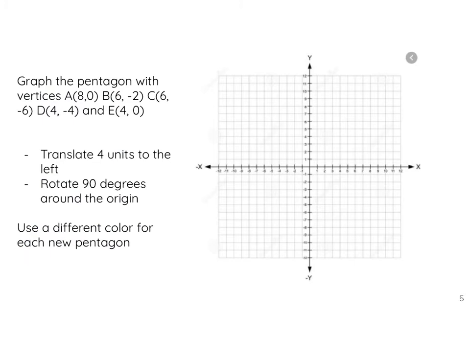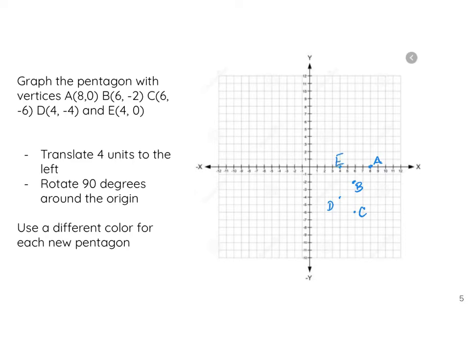And I have the steps here again, just so I don't forget. So I just need to graph this pentagon. Point A is at 8, 0. I'll label that with an A. Point B is at 6, negative 2. Point C is at 6, negative 6. Point D is at 4, negative 4. And point E is at 4, 0.